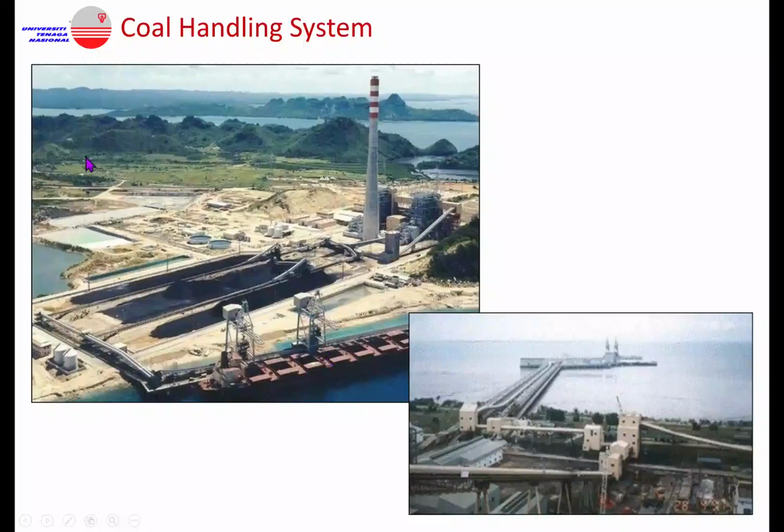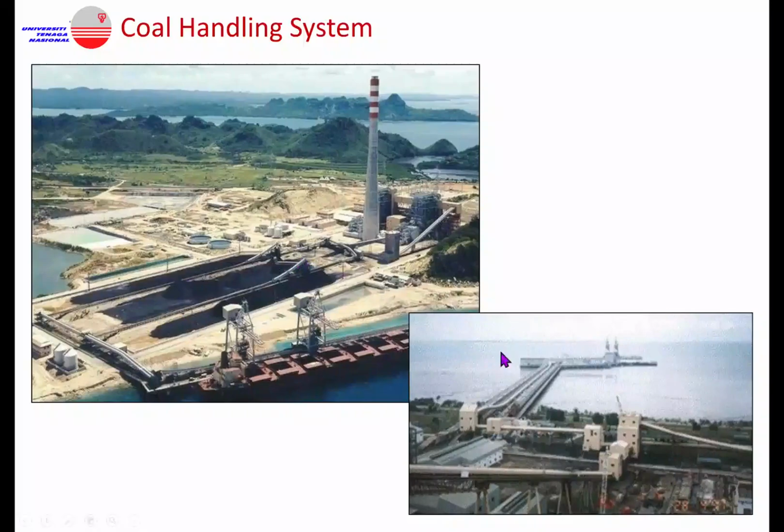Okay, in this picture it looks like the dock, the jetty, is very close to the power plant itself. So you can see this is the conveyor into the coal yard, and then whenever the coal is needed, it will be transferred to the station here via a conveyor belt as well.